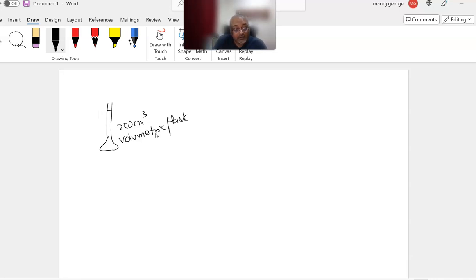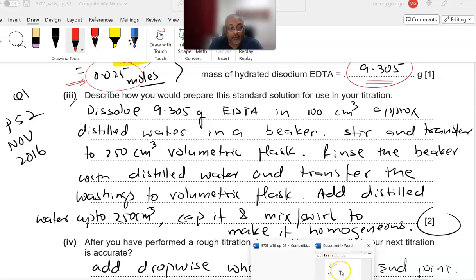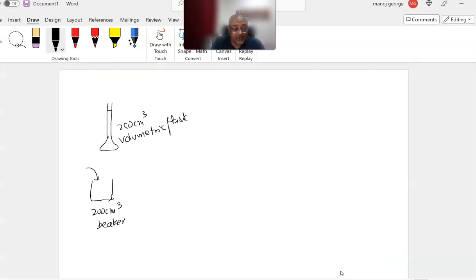So what we normally do is we start with some kind of a beaker. Okay, so let's say I'm going to start with a 200 cm cube beaker. So that's a good way to start. And in the 200 cm cube beaker, remember the exact mass that we calculated was 9.305. So what I'm going to do is I'm going to add here solid 9.305 grams of the EDTA, carefully measured out and then put in this beaker.